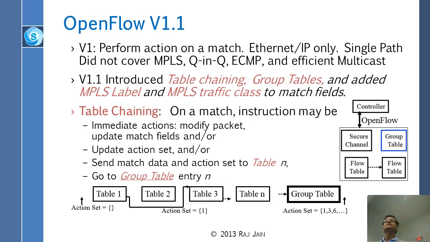Yeah. Explain the use of multiple tables. So basically, previously you had one table, you matched, and if you matched with any entry, you did the action and you got out. Right? With that, you cannot handle multiple labels, because after the first label, you have to match the second label. So you have to go back to a table, right, again. So that's why they have these multiple tables.